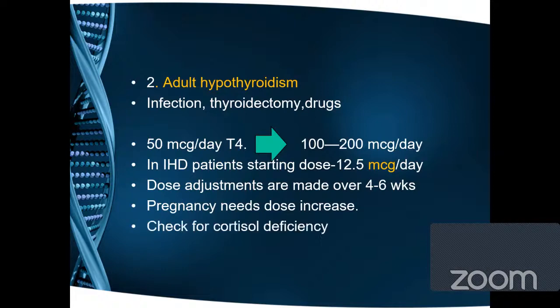Check for cortisol deficiency. Many patients who have hypothyroidism also have an associated deficiency of corticosteroids, so simultaneously we should check for that. If the patient is deficient, we can give steroids, prednisolone or hydrocortisone, according to the need. The TSH level, 1.5 microunits per ml, is to be maintained around this.